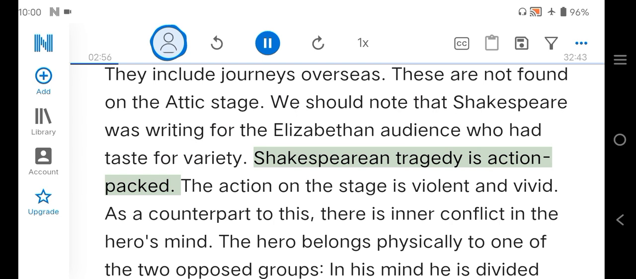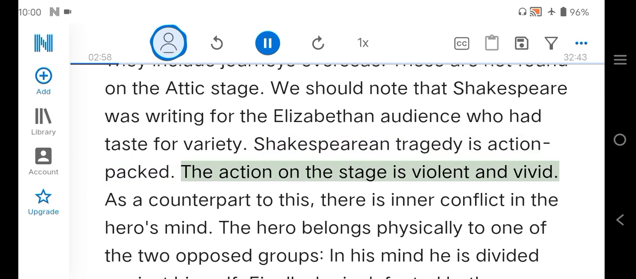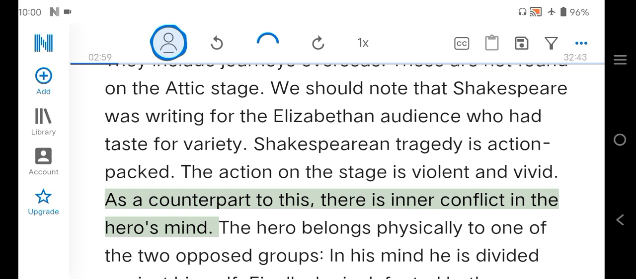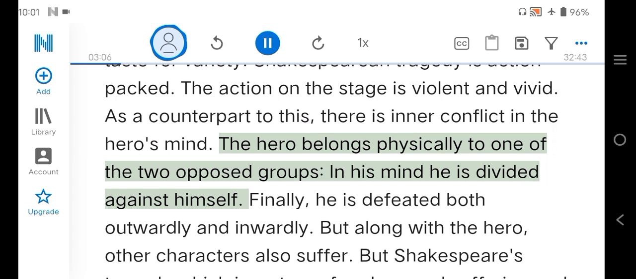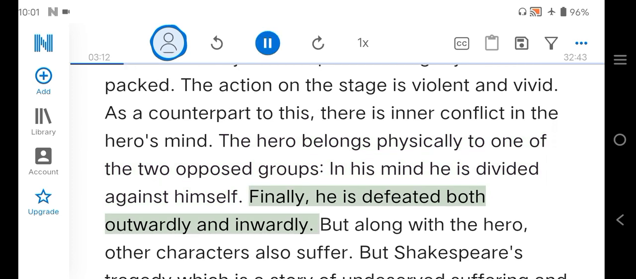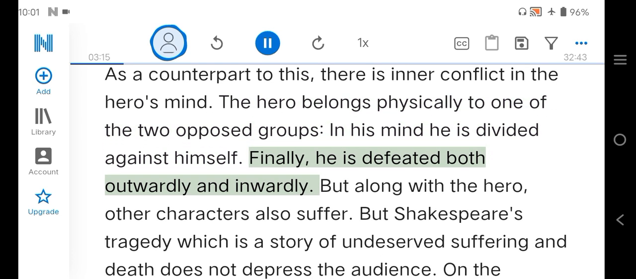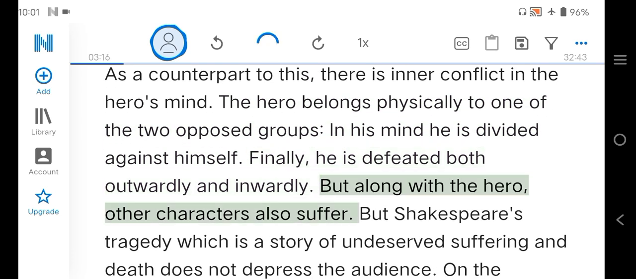Shakespearean tragedy is action-packed. The action on the stage is violent and vivid. As a counterpart to this, there is inner conflict in the hero's mind. The hero belongs physically to one of the two opposed groups. In his mind he is divided against himself. Finally, he is defeated both outwardly and inwardly.